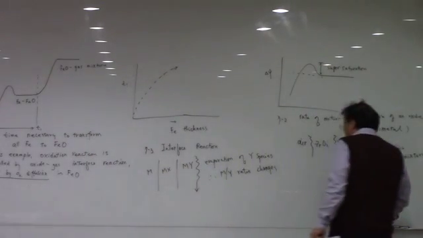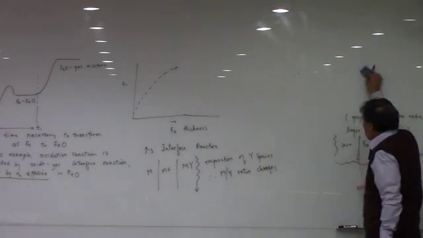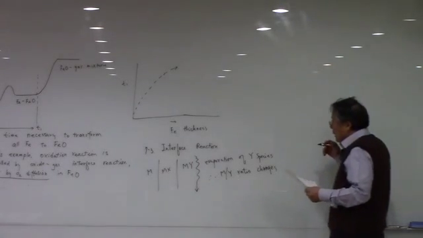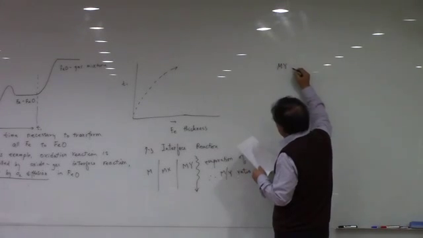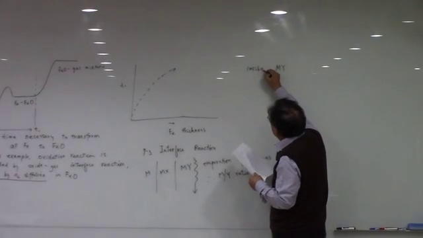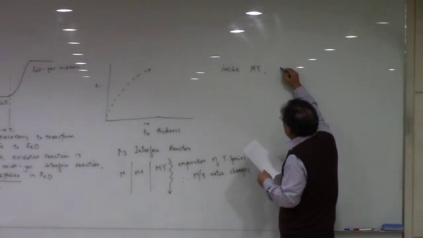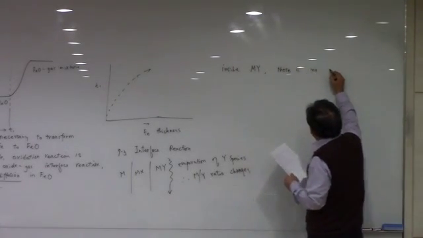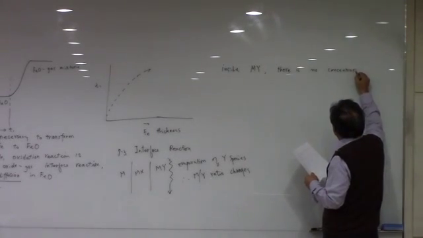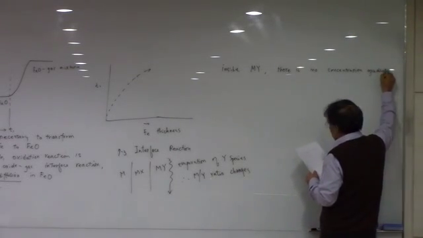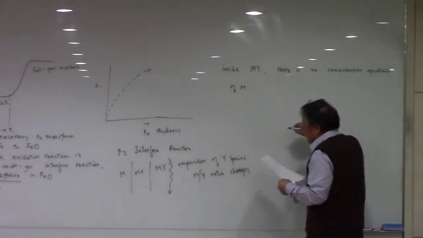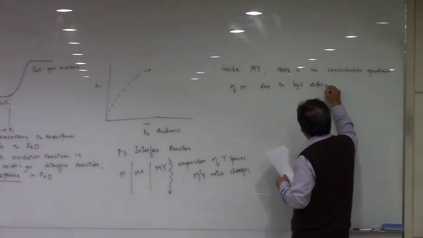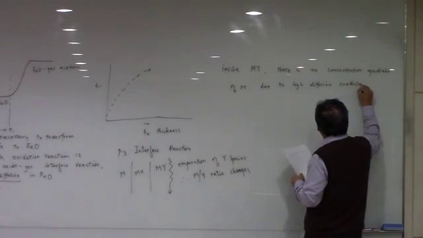And if we assume that M is moving relatively fast inside the My so that we always can have equilibrium My inside the My, and there's no concentration gradient of M due to high diffusion coefficient of M.